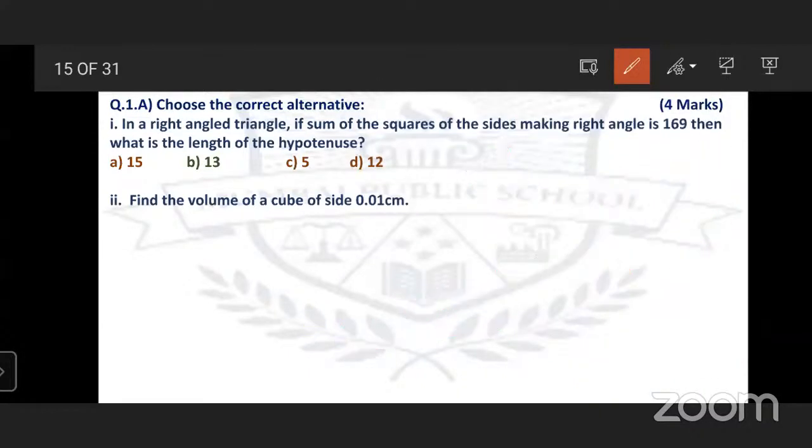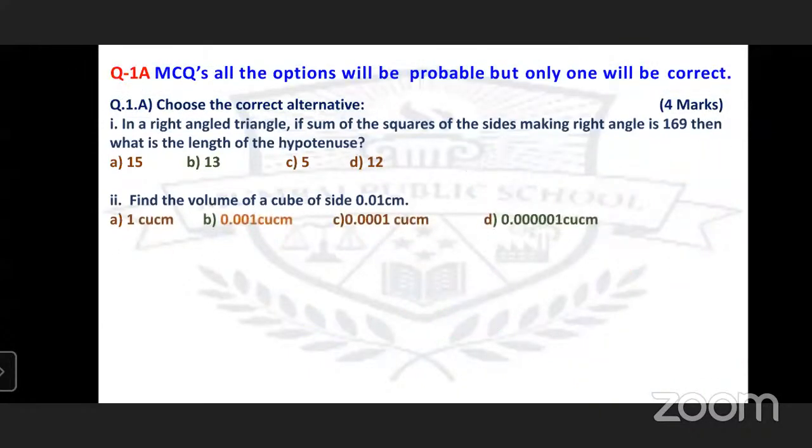So the options are 1 cubic centimeter, 0.01 cubic centimeter, 0.0001 cubic centimeter. The correct answer is D, that is 0.000001 cubic centimeter. Third question. The distance of the point (-3, 4) from the origin is dash dash dash.